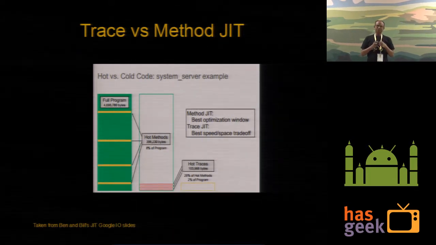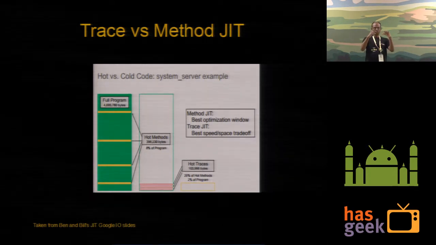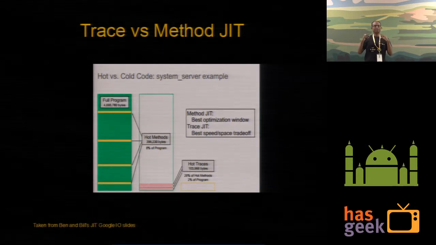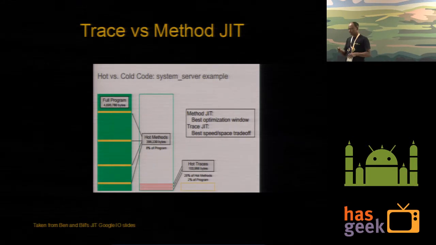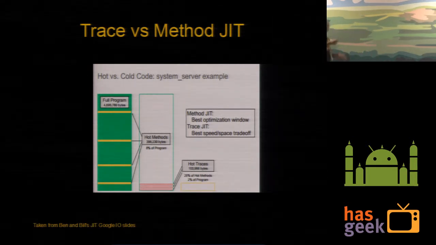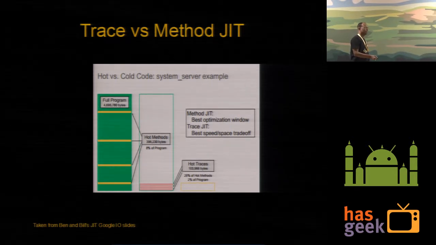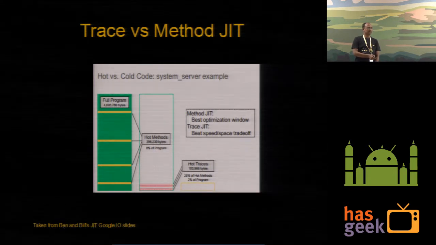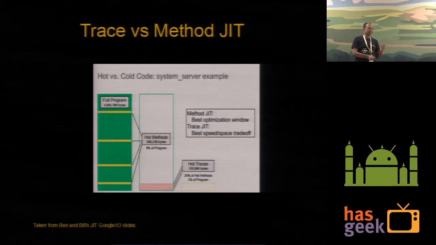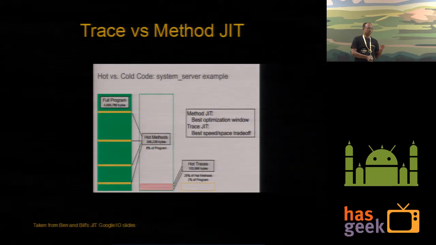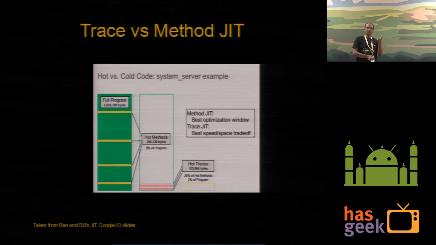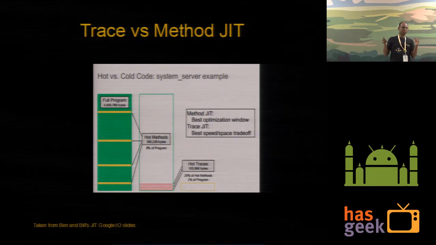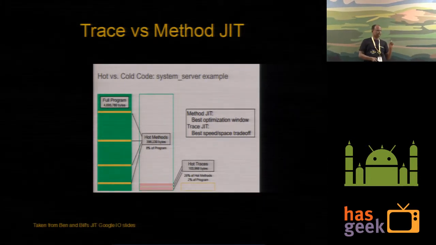The method JIT is actually much simpler. You have your code, and it will just see which methods are executed heavily, and it will just do just-in-time compilation for those methods. If you look at this figure, the first box is showing you the full program. Those yellow pieces are the methods which are really used. If you just optimize them, you'll be using only this much memory. That's what they put across: only 10% of the code actually executes a lot.